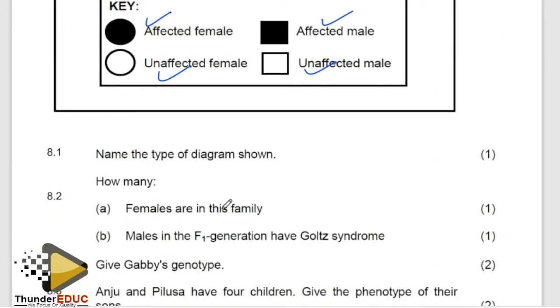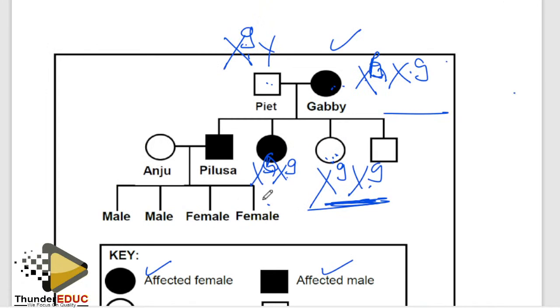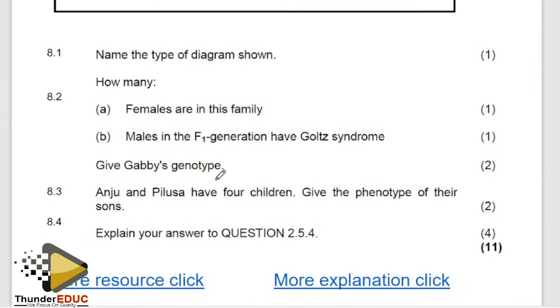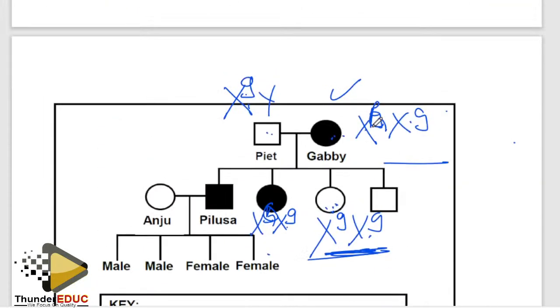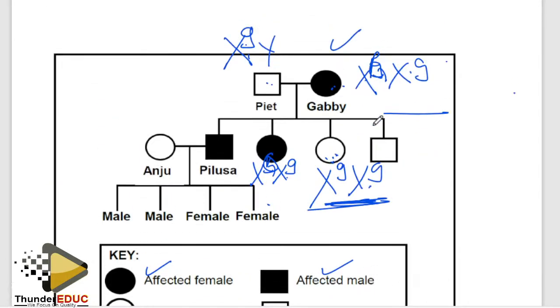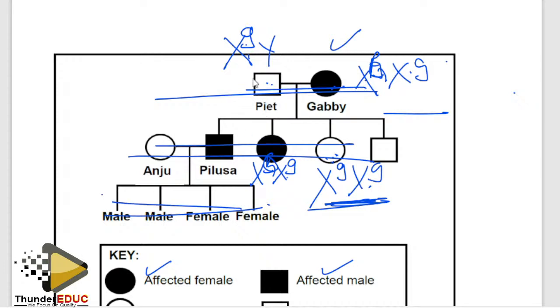They're asking how many females are in this family. We talked about them: 1, 2, 3, 4, 5, 6. How many males in this generation have the syndrome? Generation 1. Where is the generation? The first generation. Remember, this is generation 3. 1, 2, 3. Because they are looking for males in generation 1. So this 1, 2, 3. They're talking about generation 1.